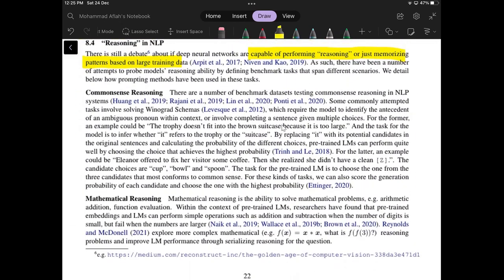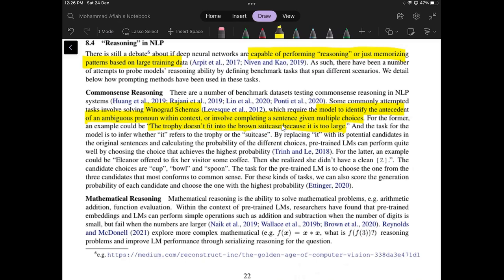Alright, so for common sense reasoning, there are a number of benchmark datasets testing common sense reasoning. Some common ones are Winograd schemas, which require the model to identify the antecedents of an ambiguous pronoun within the context, or involve completing a sentence given multiple choices. For the former, an example could be: the trophy doesn't fit into the brown suitcase because it's too large, and the task for the model is to infer whether it refers to the trophy or the suitcase. So this is just common sense which us humans can easily figure out, right?